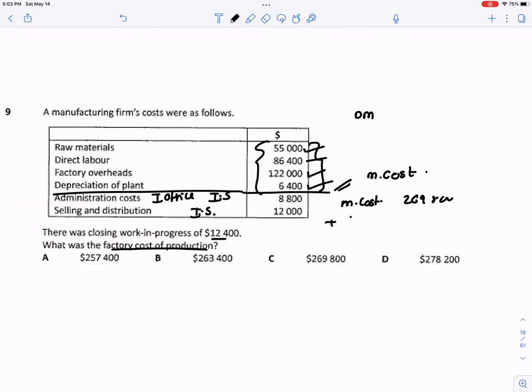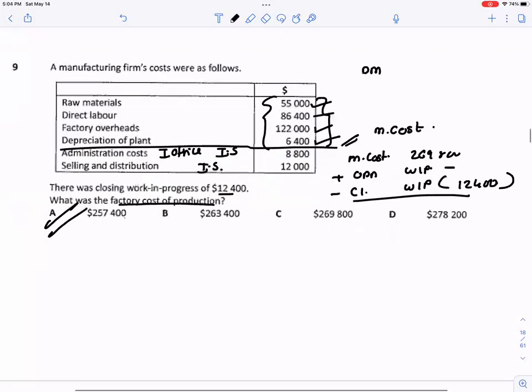In the manufacturing cost, what do you do? You add the opening work in progress minus closing work in progress. But you don't have opening work in progress, you have the closing, so you're going to have to deduct that. Which is A.